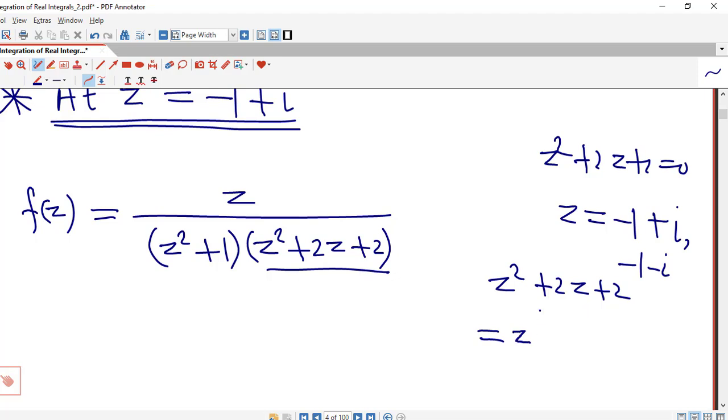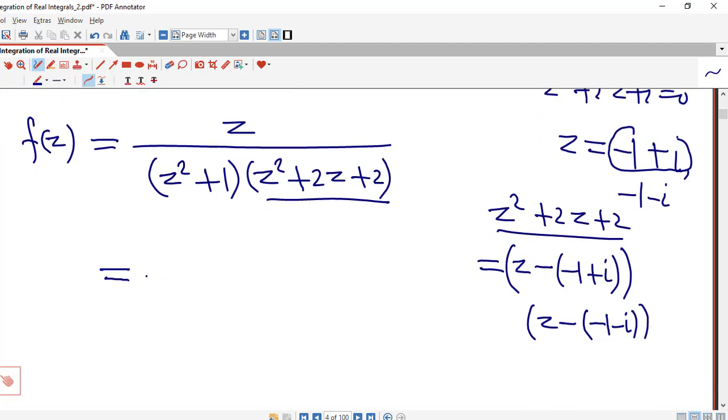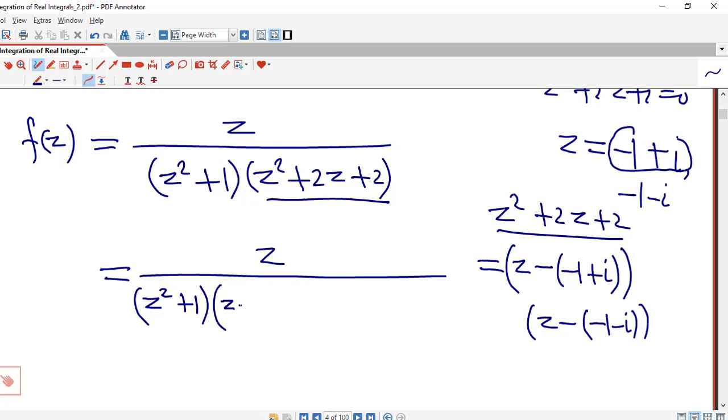So we can rewrite this as (z minus first solution, which is minus 1 plus i) into (z minus second solution, which is minus 1 minus i). So we replace this z square plus 2z plus 2 by these two linear factors. We keep z square plus 1 as it is, and we write z square plus 2z plus 2 as (z minus minus 1 plus i) into (z minus minus 1 minus i), because these two are roots of z square plus 2z plus 2.